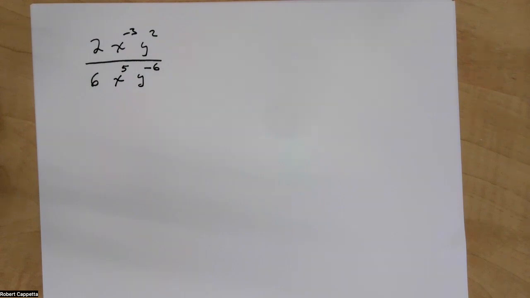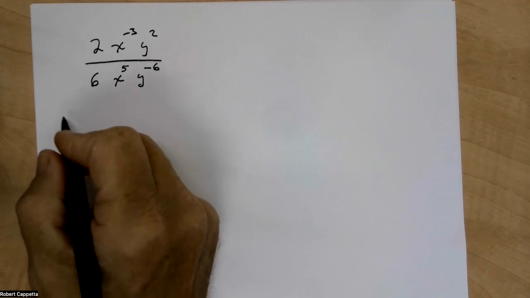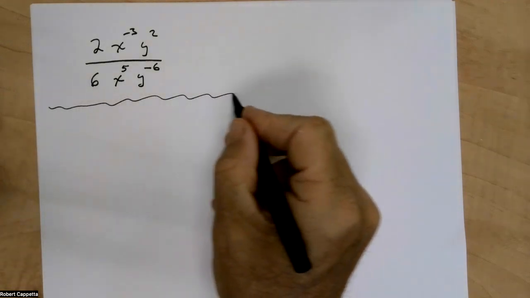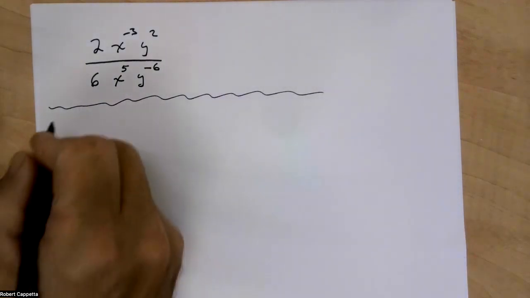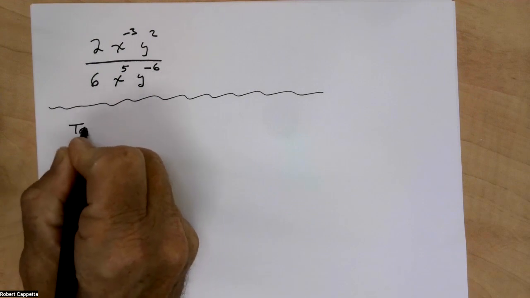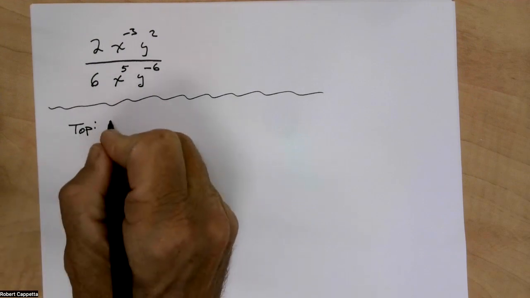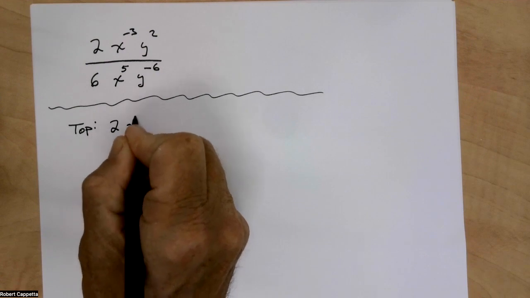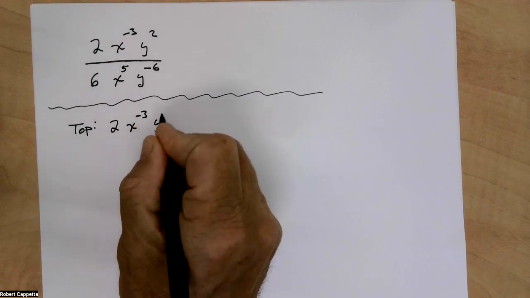I first want to break it down into first principles. So I'm going to look at the top as a single problem. I'm going to look at the bottom as a single problem, and I'm going to divide the top divided by the bottom. So here's my first attempt at this. What is the top? 2x to the negative 3 y squared.